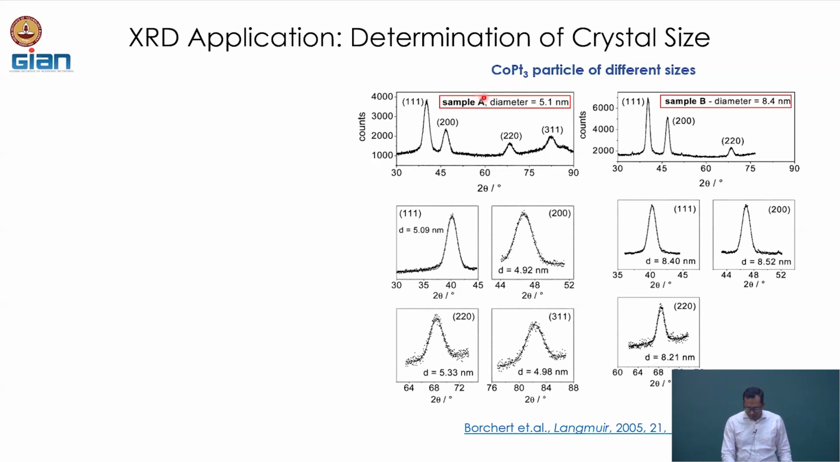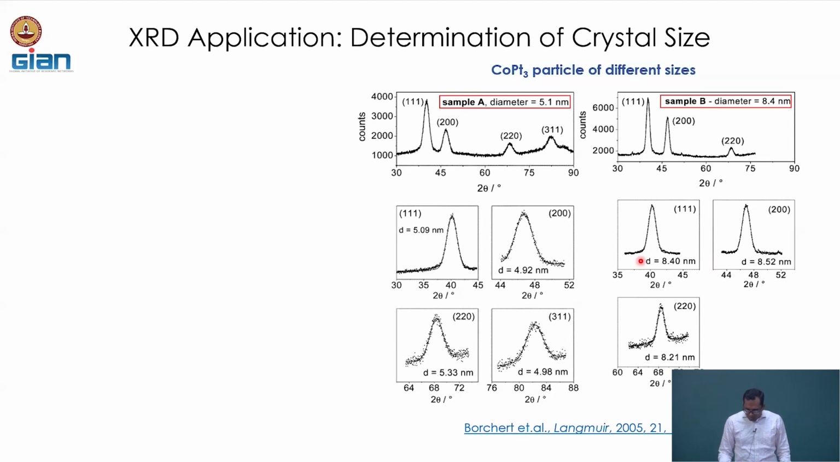There are 2 different samples, sample A and sample B, which were prepared in 2 different ways or were allowed to grow for a different duration, such that the sample A mean diameter is 5.1 nanometer, whereas for sample B it is 8.4 nanometer. This is from the TEM images, and now we are looking at the XRD of these 2 samples, and we are trying to figure out if we can determine the crystallite size from here.